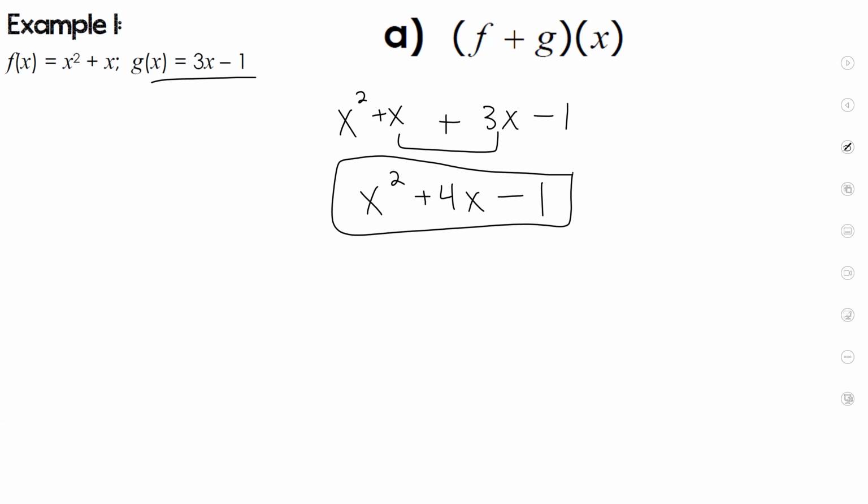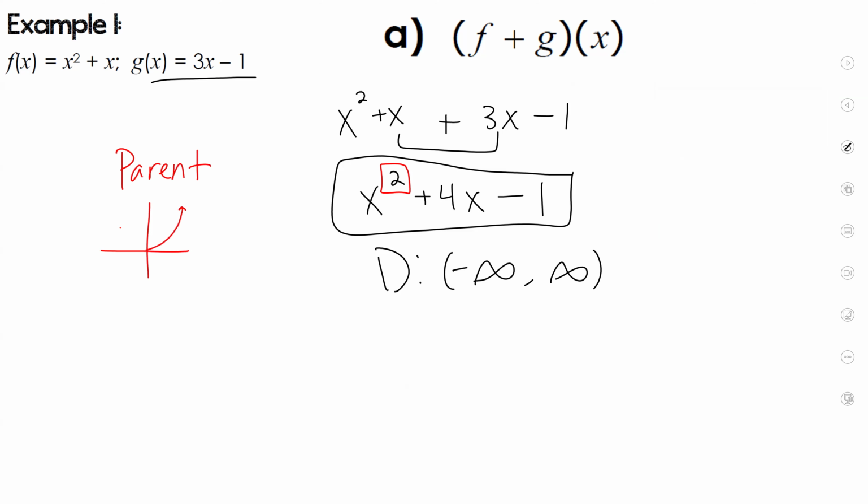Please tell me what the domain is. Yes. The domain is from negative infinity to infinity. How do we know this? Because it's quadratic. And we just looked at the parent function. The parent graph looks like this. Now, of course, it was transformed a bit, but the domain is still pretty much the same. Make sense? All right, let's look at subtraction.